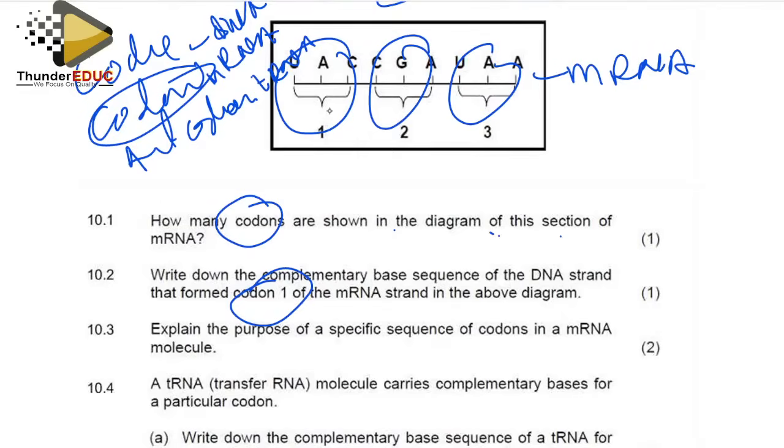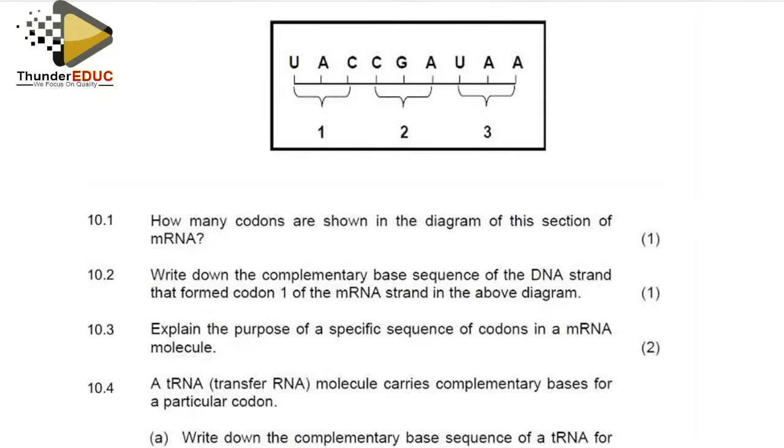They said what formed one. Okay, so let me first clear up and see. They're saying to write the complementary base sequence of DNA. So it means that you have to convert this into DNA. So this is going to be A T G, because in DNA A goes with T, while in RNA A goes with U.